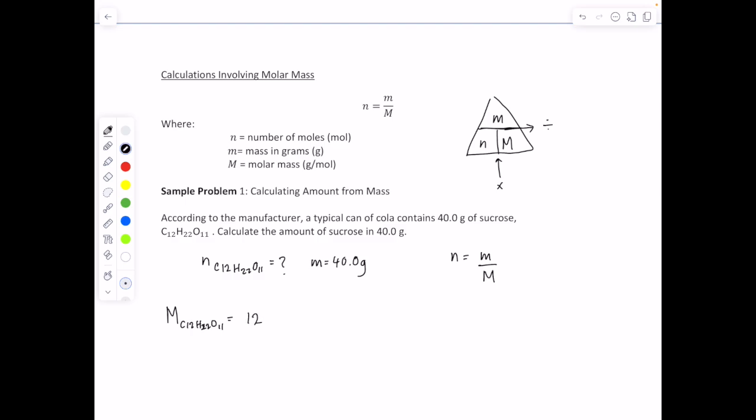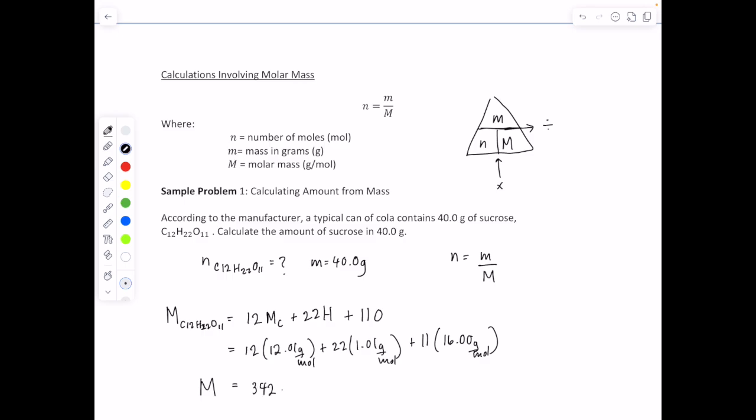So that's equal to 12 times the molar mass of carbon plus 22 times the molar mass of hydrogen plus 11 times the molar mass of oxygen. The molar mass of carbon is 12.01 grams per mole. Hydrogen is 1.01 grams per mole. And oxygen is 16.00 grams per mole. The total molar mass is 342.34 grams per mole.